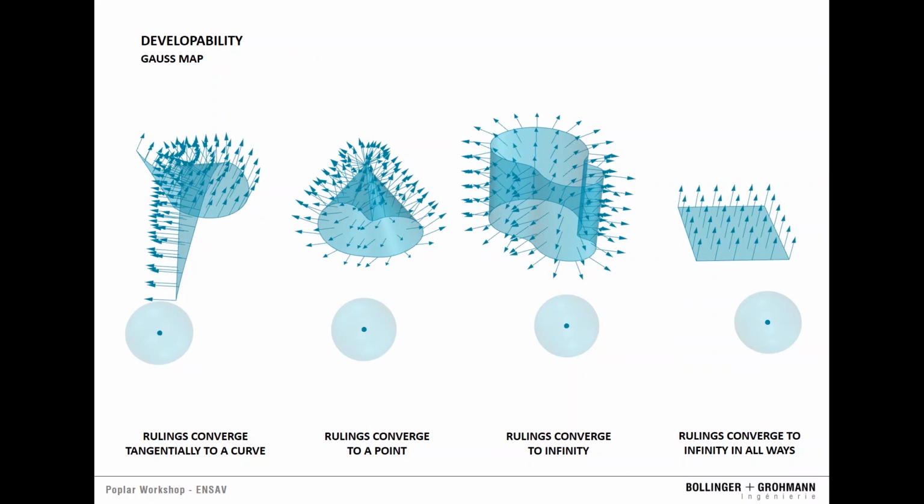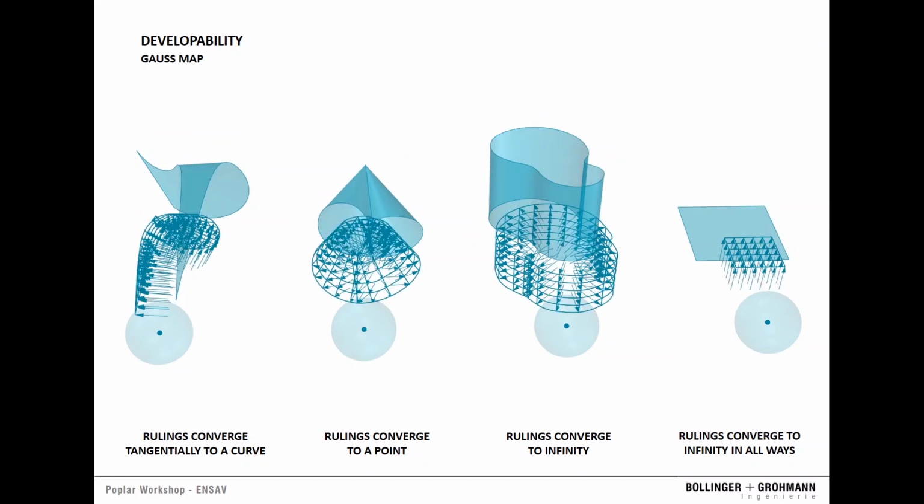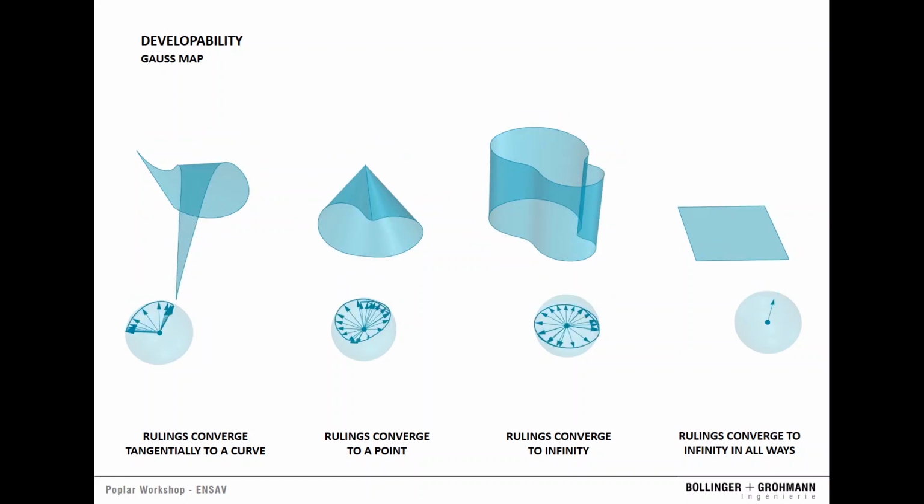Now let's just get back to this idea of the Gauss map. So you draw some normal vectors on the surface, and then you take all these vectors and you put them starting from one single point. And if the thing it draws, if this map is a curve, then it is developable. If not, then it is not developable.